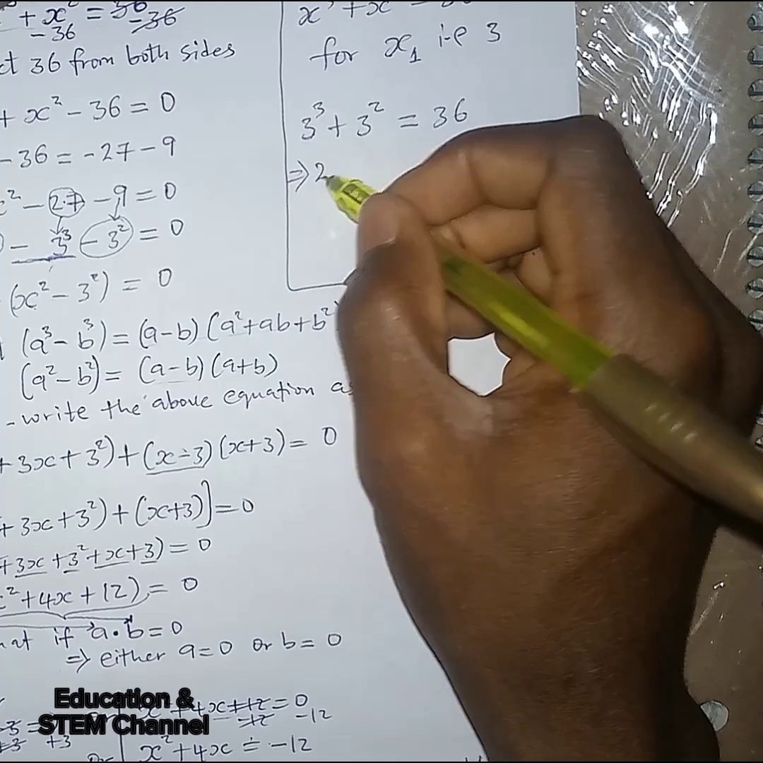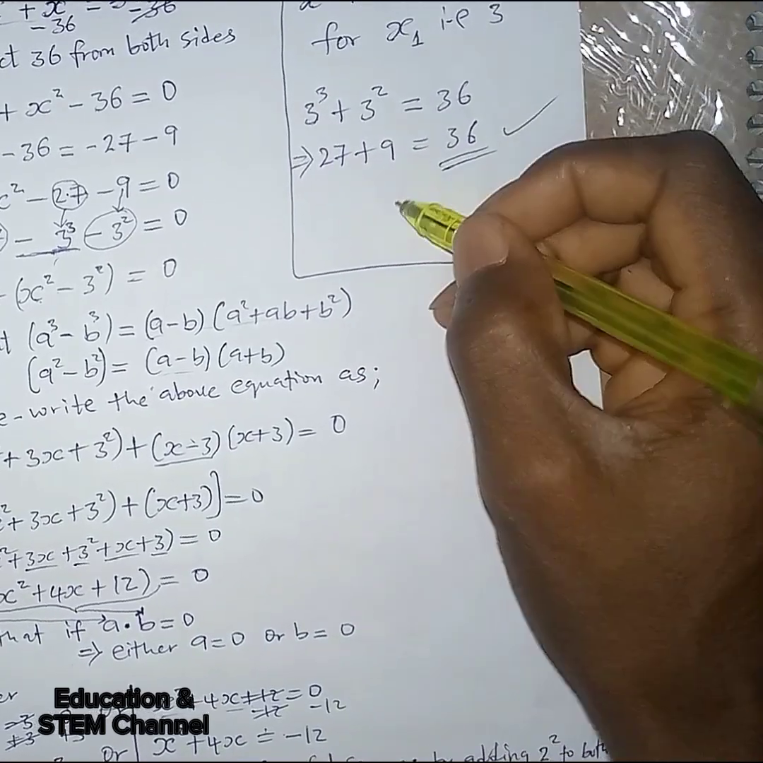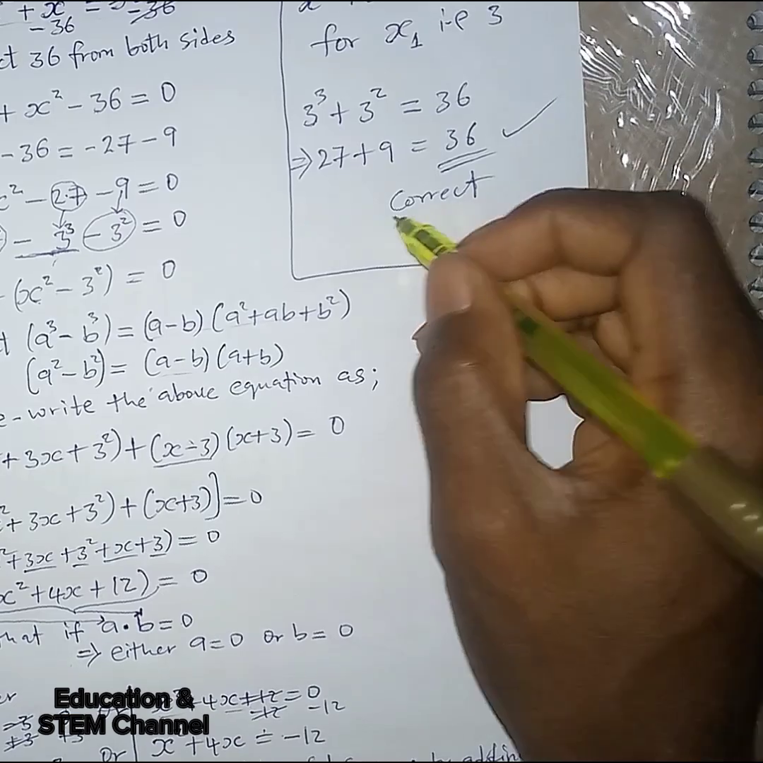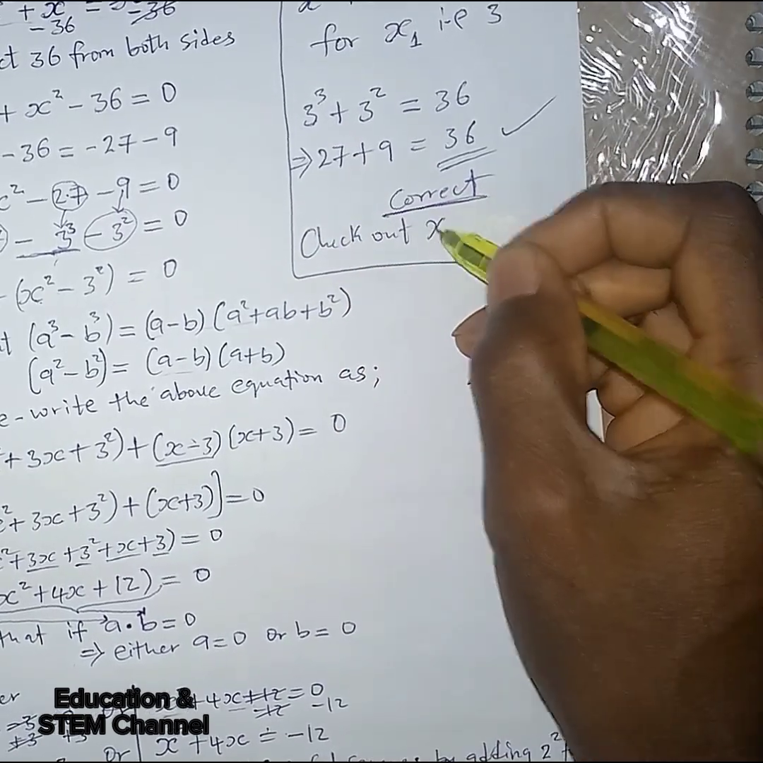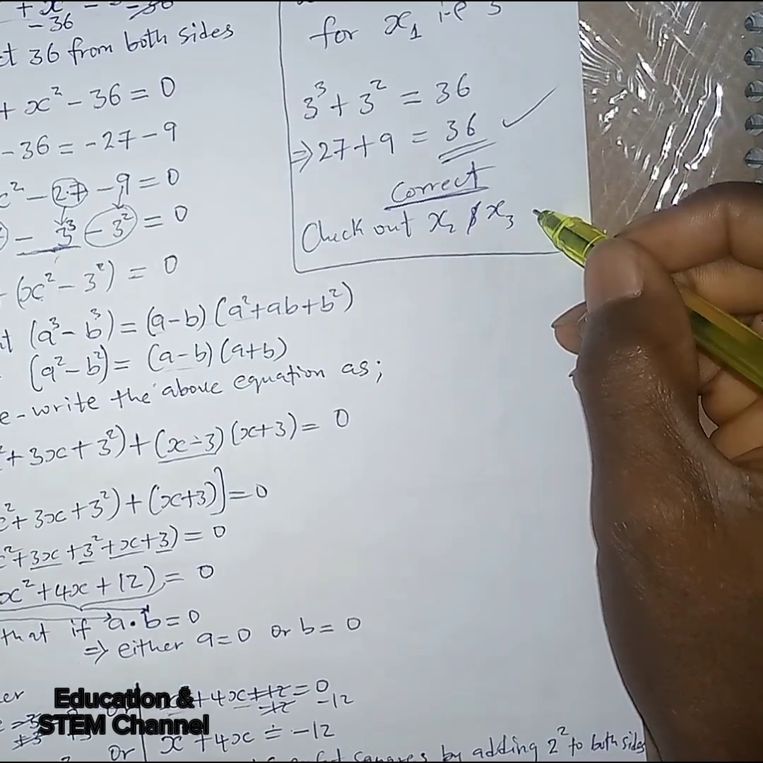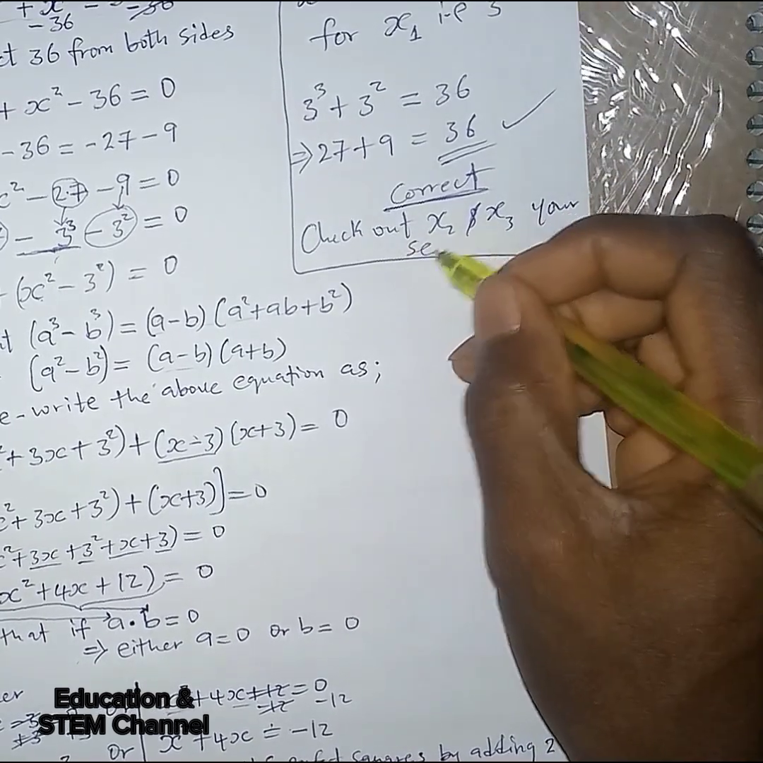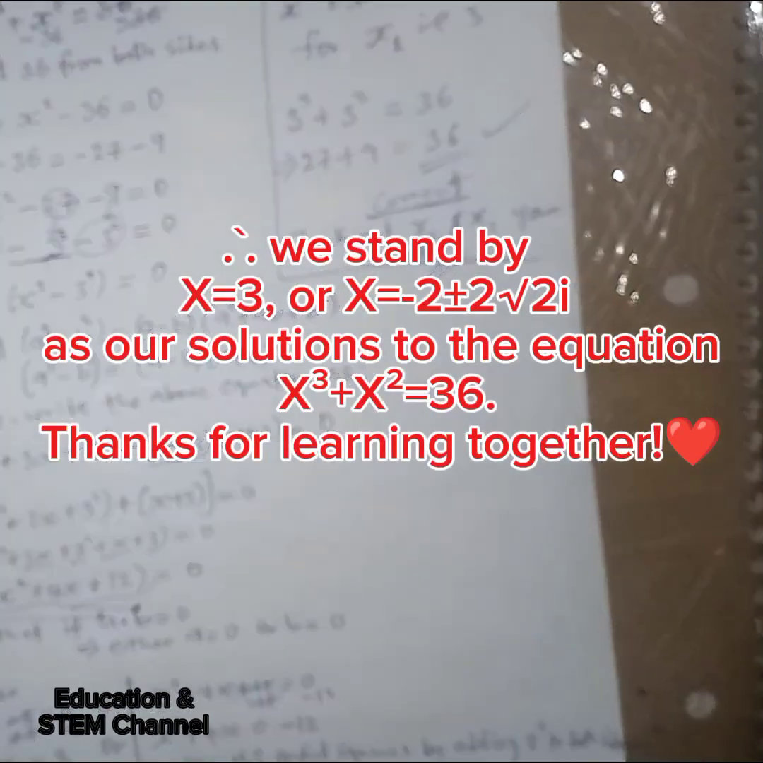Now you could see I'm trying to check the first solution, 3. The equation that was given was x raised to the power 3 plus x raised to the power 2 equals 36. Now if you put 3 in place of x, 3 raised to the power 3 plus 3 raised to the power 2 is automatically equal to 36. That means it is right. Now it's an assignment: check the remaining 2 complex solutions that we got by yourself.